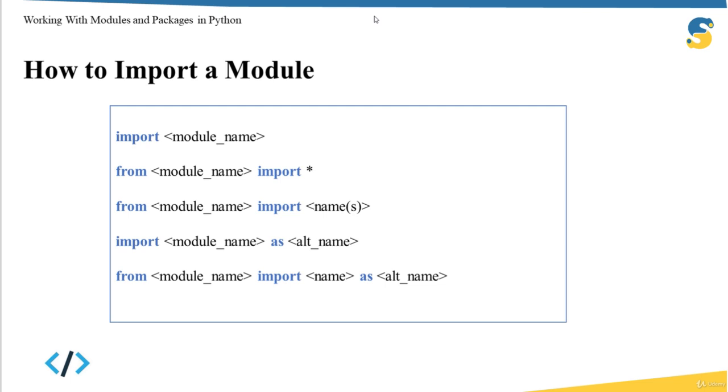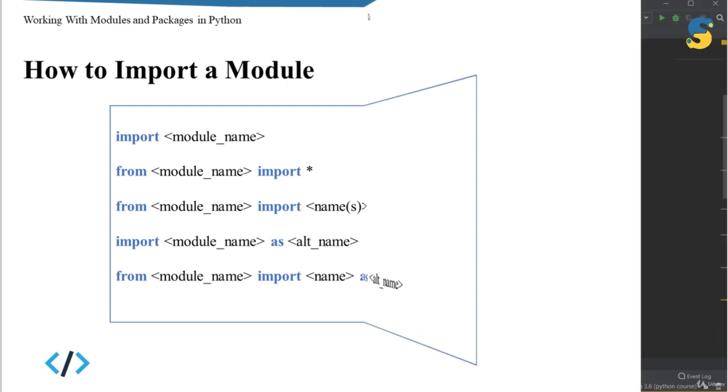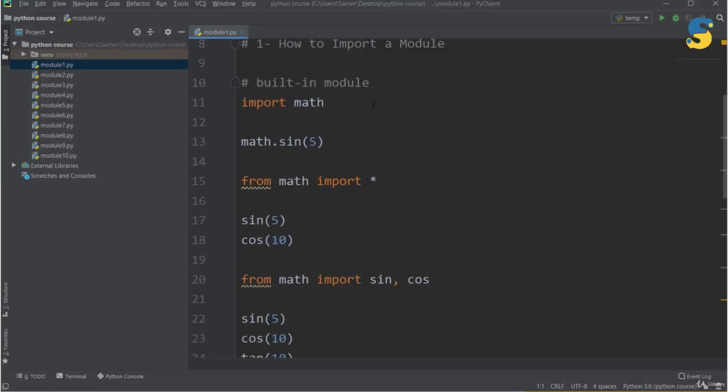Now let's move to the PyCharm IDE to see some examples of these import statements. Let's see the first example. Assume I have a module named module1, and within this module, I want to import the math module, which is a built-in module, in order to use the sine function. The first way to do that, and we're already familiar with, is simply to say import math. And this will import the math module. And whenever you want to use a function from the math module, you have to say math, which means the module name, dot, then the function name that you want to use. In this case, I say math.sin(5).